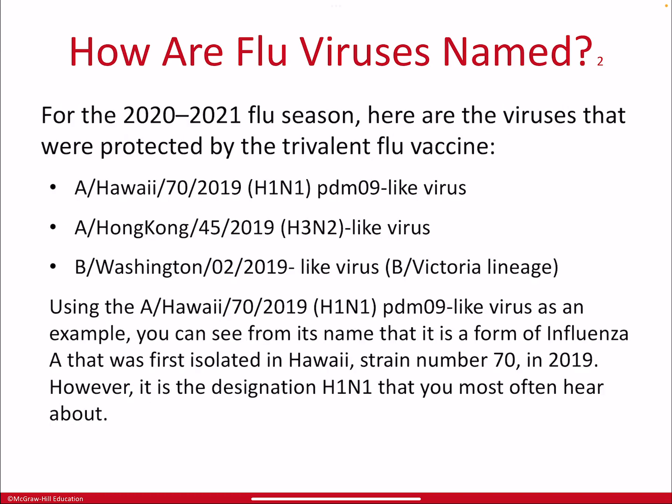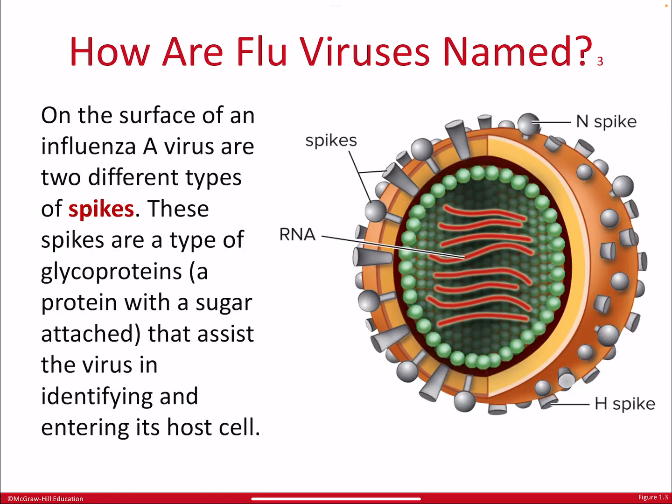So, for example, here are some viruses that were protected by the flu vaccine. You have influenza A, Hawaii 70, 2019, H1N1, PDM09-like virus. So if we look at this, you can see that it's named that it's influenza type A. It was first isolated in Hawaii. It's strain number 70. It was found in 2019. And this is the designation we hear most, which is kind of short form for A Hawaii 70 2019.